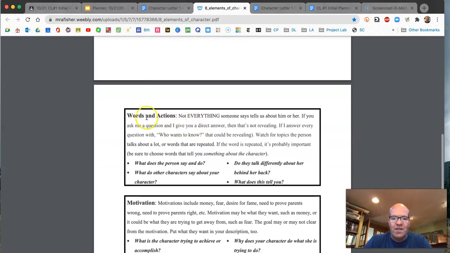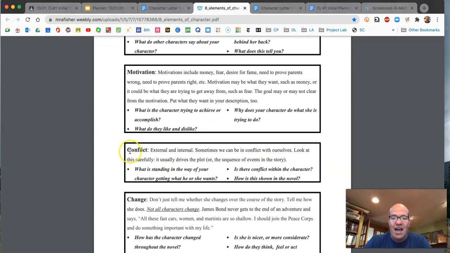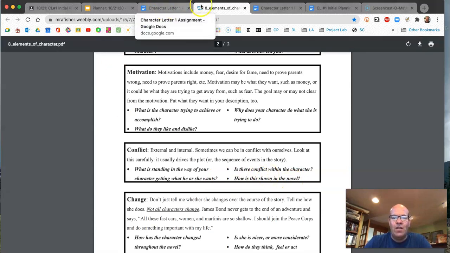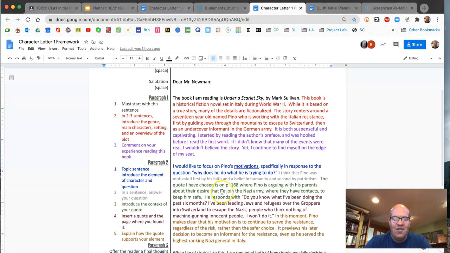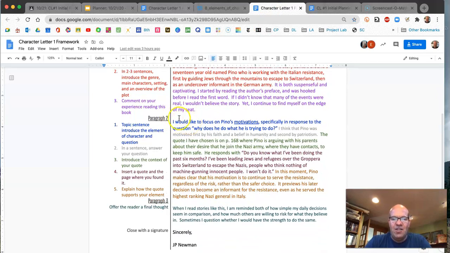If I chose words and actions, my guiding question might be, what does the person say and do? If I chose conflict, my guiding question might be, is there conflict within the character, and how is this shown in the novel? So either way, you're going to need to choose one of those, because in your letter, you're going to talk about that. So I chose motivation.